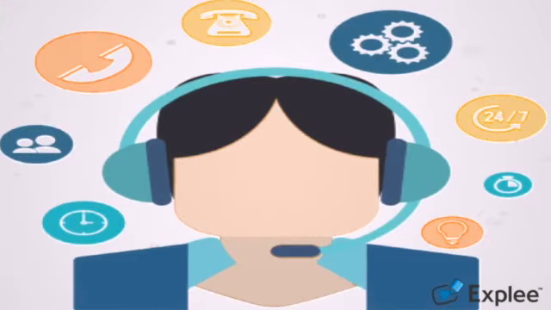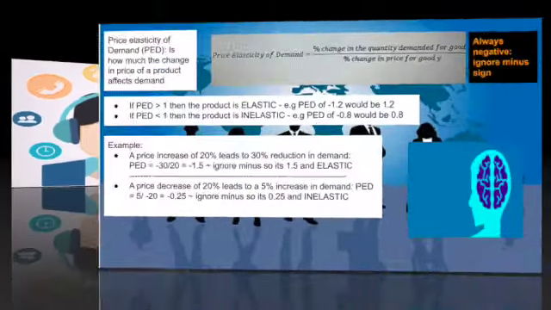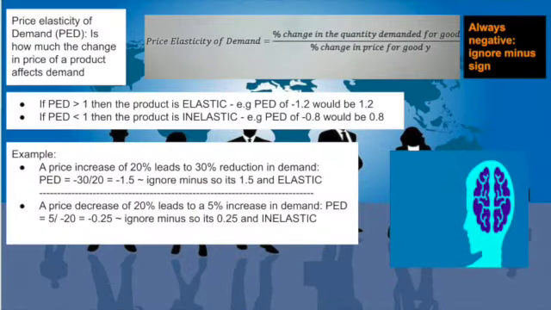When it comes to elasticity, there are two types that you need to know about for business. The first one is price elasticity of demand. This refers to how much the change in price of a product affects demand. And as you can see, there's a formula. It's the percentage change in the quantity demanded divided by the percentage change in the price.